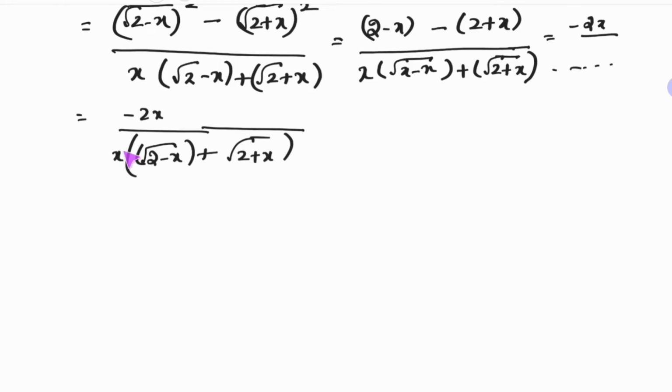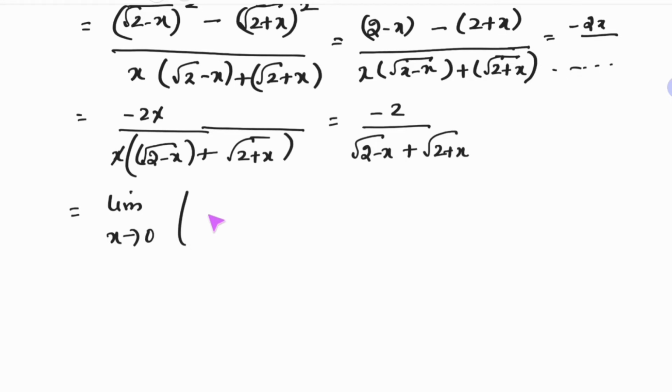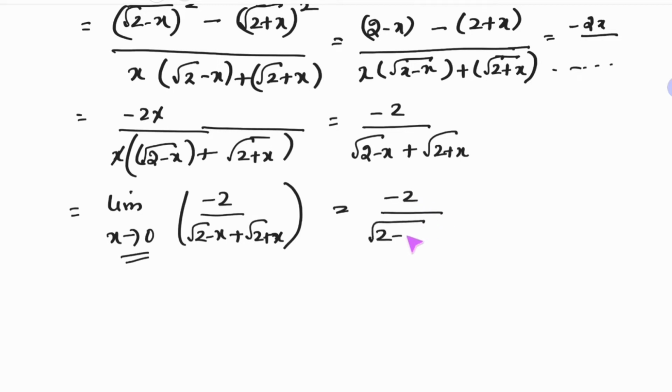So now we can cancel x here and x here from numerator and denominator. So we'll get minus 2 by root of, this is nothing but limit x tending to 0. I'm just copying this as x. Now I will substitute x as 0 here. So I'll get minus 2, x is 0. So root 2 minus 0 plus root 2 plus 0, which is nothing but minus 2 by root 2 plus root 2.